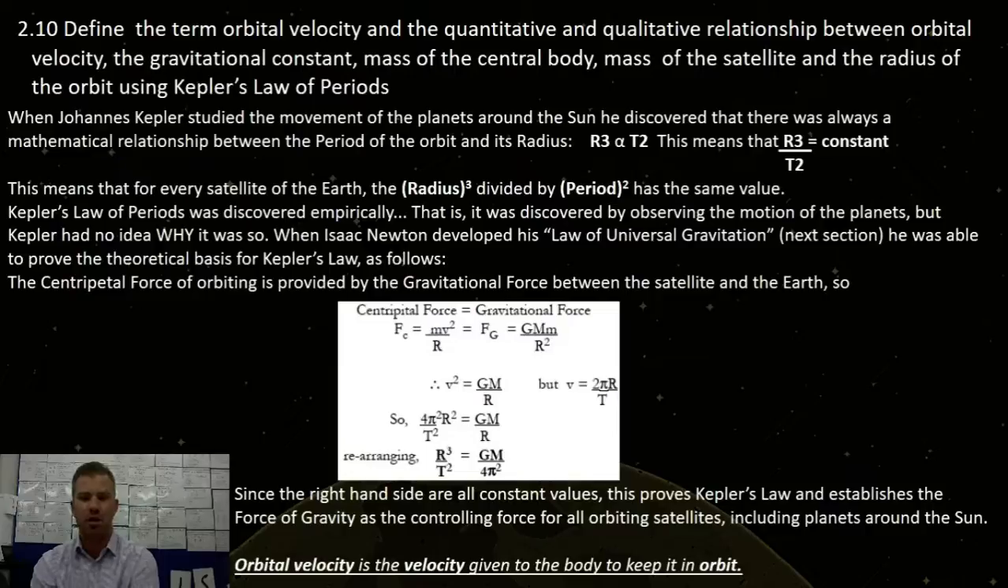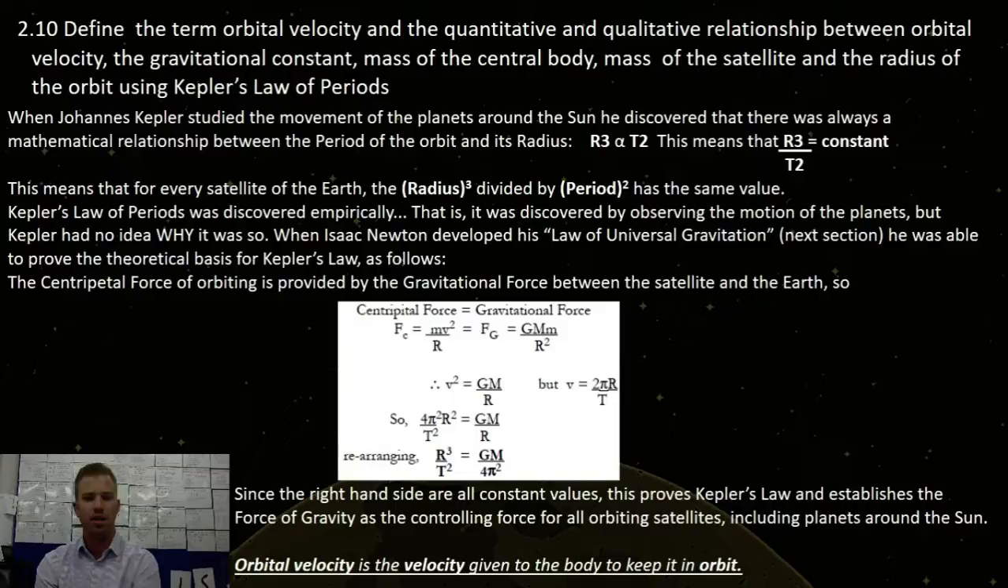So you got the radius cubed over the period squared equals gravitational constant times the mass of the planet divided by 4 times pi squared. Since the right-hand side are all constant values, this proves that Kepler's laws and establishes the force of gravity as a controlling force for all orbiting satellites, including the planets around the Sun.